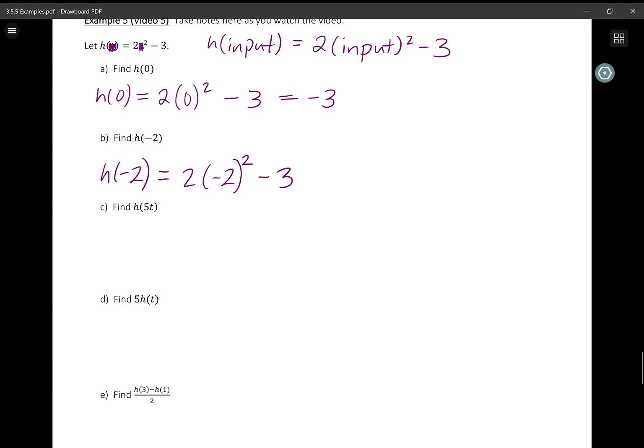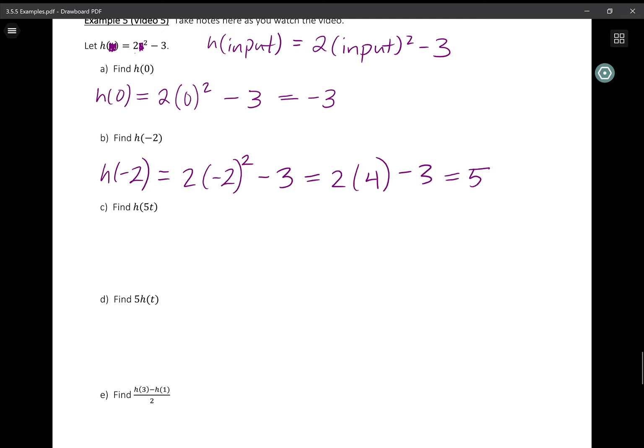First, we're going to square negative 2. We're not going to square 2 and then change it to a negative. We're going to take the negative 2, multiply it by itself, and get 4. Then we can say 2 times 4 is 8. We can subtract 3. We get 5. But those parentheses are actually very important in that one.